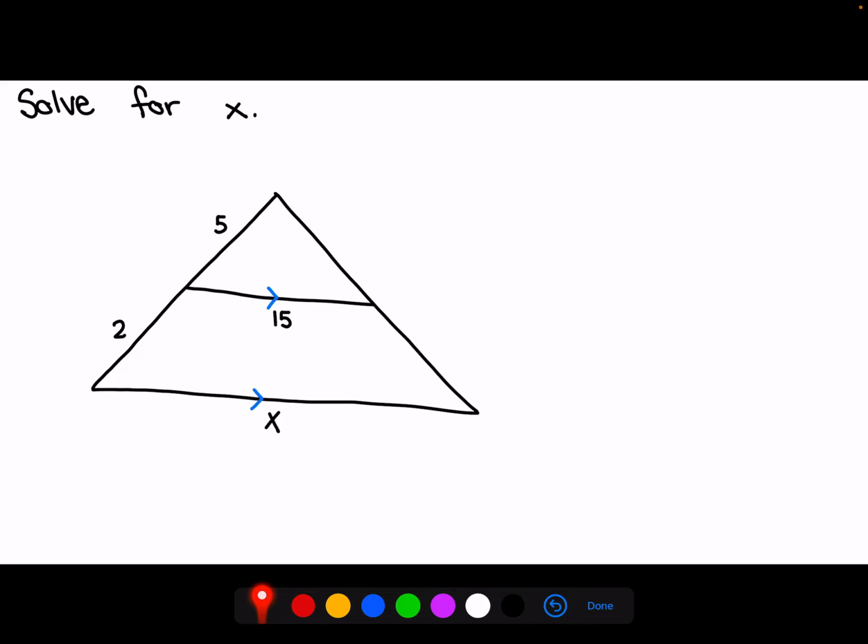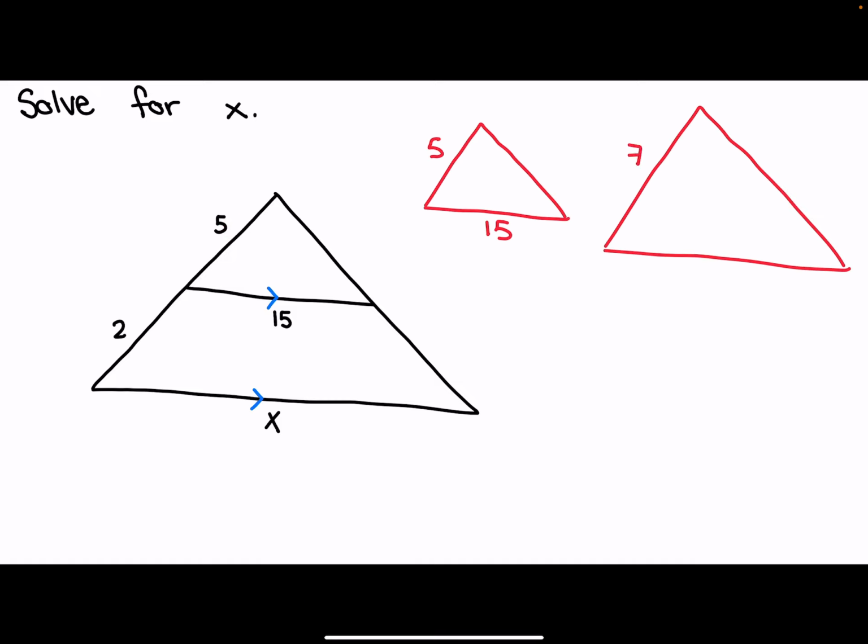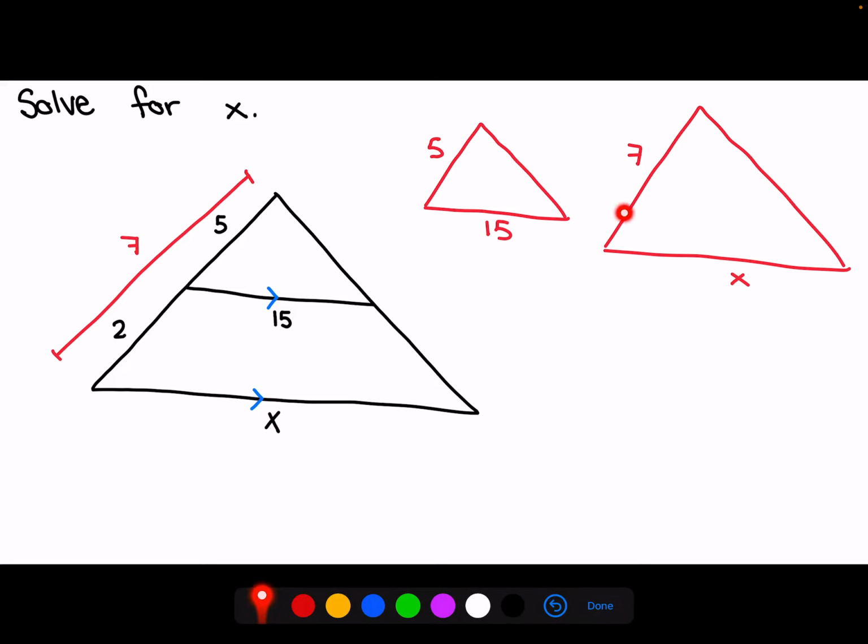So the first thing I'm going to do is take both of these triangles, the small one on top and the large one overall, and draw them out next to each other. So here's one triangle and there's the other. Now you may notice that this side length is 7 over here. The way that I got the 7 is I just added 5 plus 2 to get the full side length. Now from here, we can set up our proportions because we have corresponding sides. 5 goes with 7, 15 goes with x. So I'm going to use my big triangle over my small triangle for my ratio. So I'm going to have 7 over 5 equals x over 15.